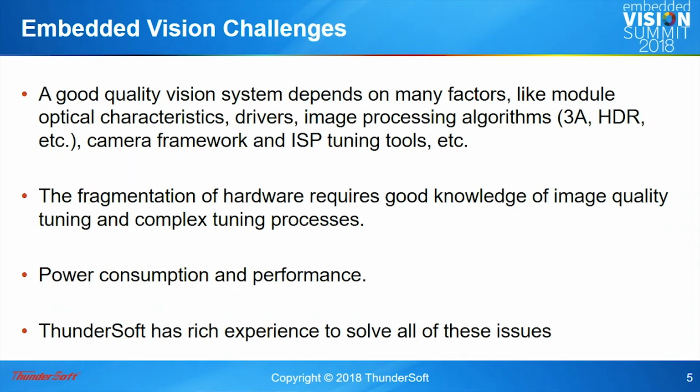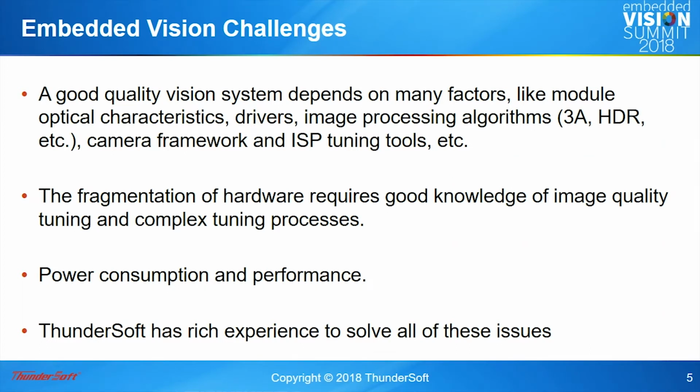Let's look at the challenges. The first is a good quality vision system. There are many impact factors. For example, how do you choose the modules? They have different optical characteristics. There's lens difference, there's autofocus, there's module difference, and the drivers, and also the 3A. Different mobile chipsets and different IoT chipsets may have different 3A algorithms. And also there's HDR, low light, noise reduction, etc. The camera framework is also different, and there are different ISP tuning tools. There are so many factors impacting good vision system performance.